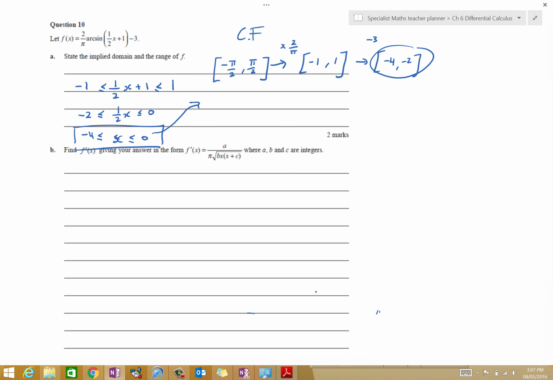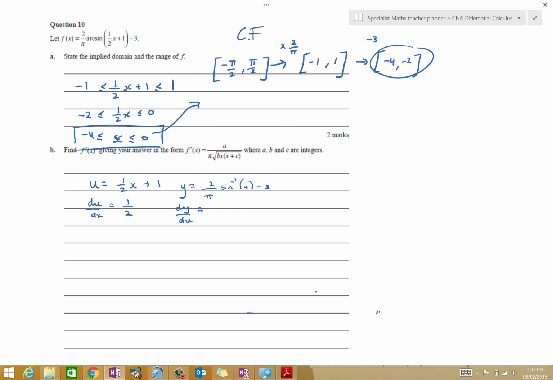So, what I would do if I was one of those students prone to making mistakes and forgetting the chain rule is I'm going to let u equal a half x plus 1, especially with something like this. du/dx is equal to a half, and y equals 2 on pi inverse sine u minus 3. dy/du, of course. Now remember that 2 on pi doesn't go anywhere. That's a constant out the front.